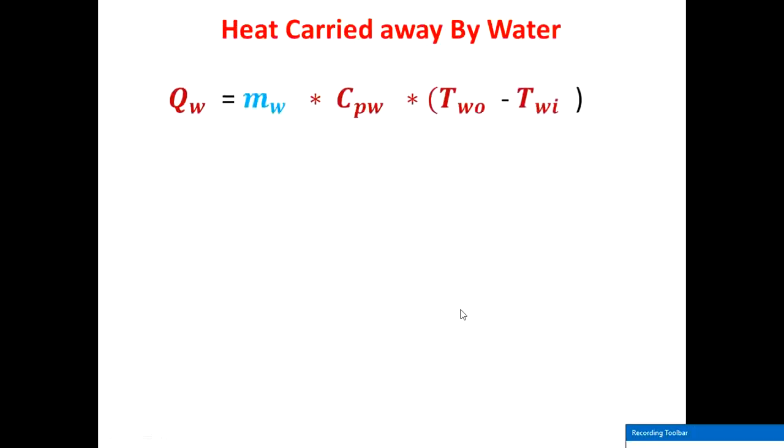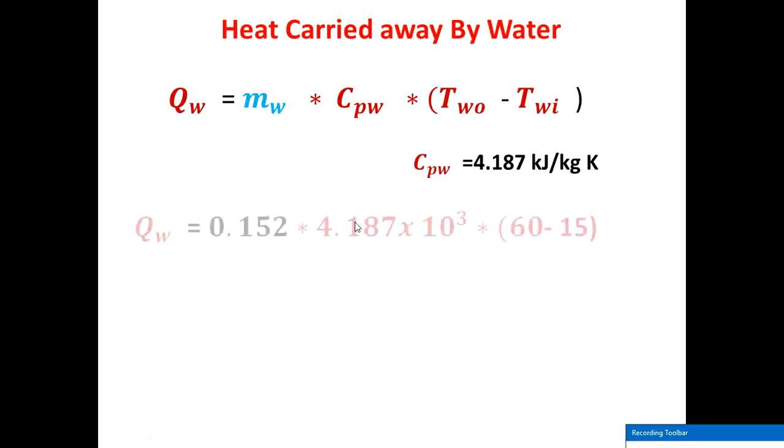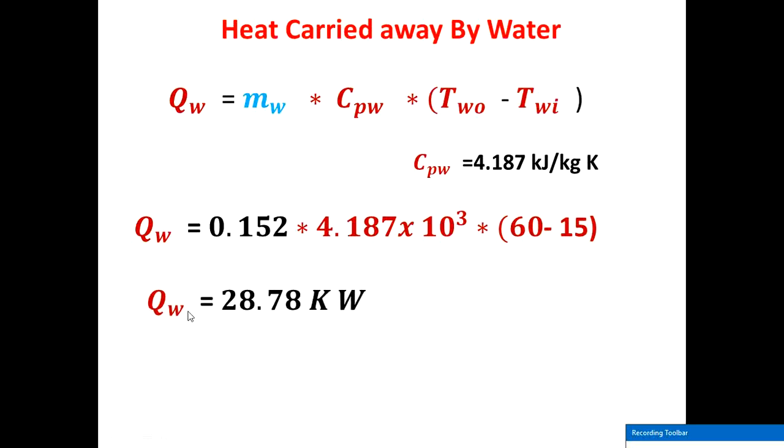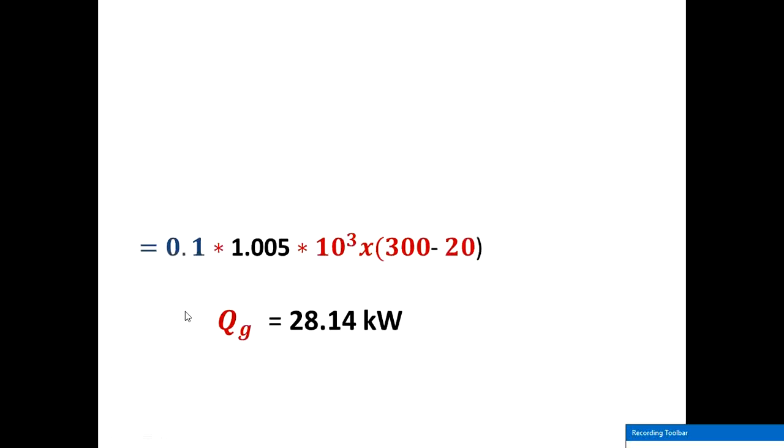Heat carried away by the water is mass of water times Cp of water times TW minus TW naught. You put the values. Cp of the water is 4.187 kilojoules per kg Kelvin. You put all the values in this equation and you will get the amount of heat energy carried away by the water.